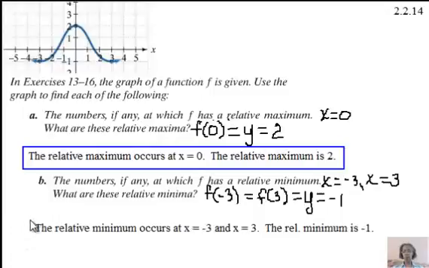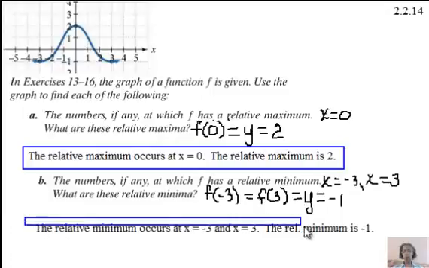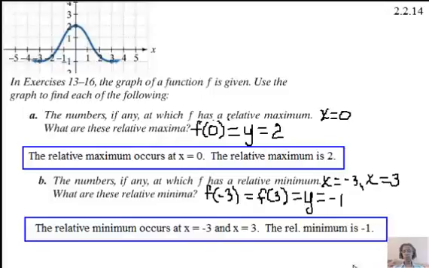In this particular case, this is interesting. There is a single relative minimum, but it occurs at 2 different values. The relative minimum occurs at x equal to negative 3 and x equal to 3. The relative minimum is the y value of negative 1.